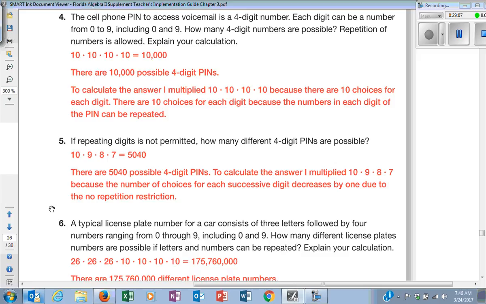Now what happens when you're not allowed to repeat a digit? Now you got 4 holes to fill. Now you only have 10, then you only have 9, then 8, and then 7. Because once you pick a number, you can't choose that number. Still, there's 5,040 different ways of arranging. You with me on this? Yeah.